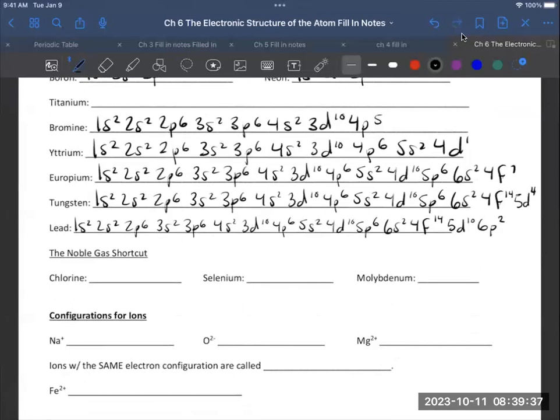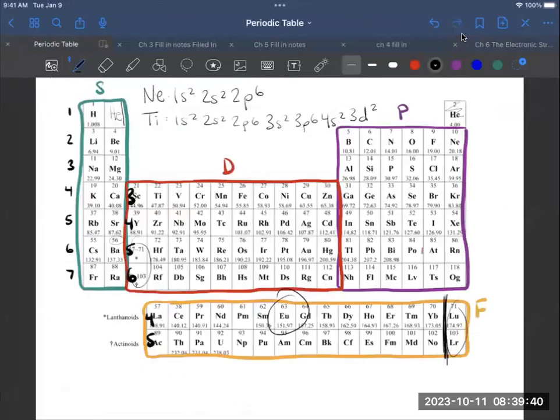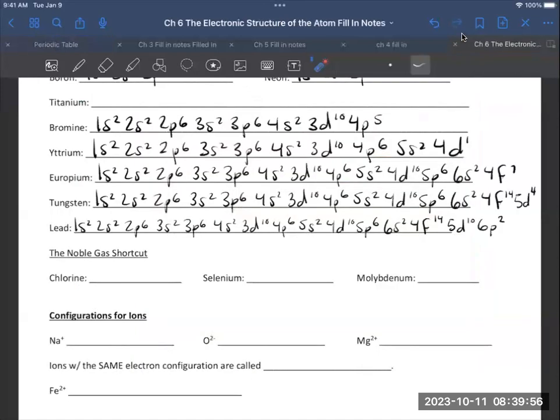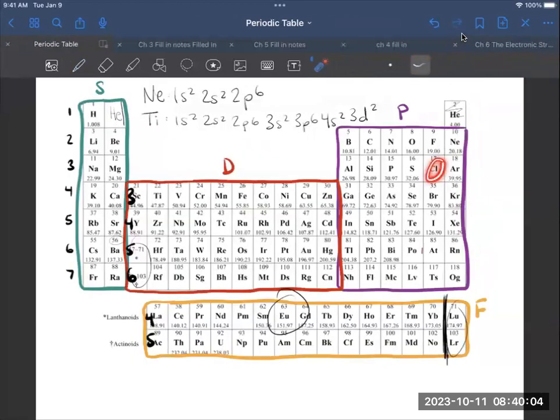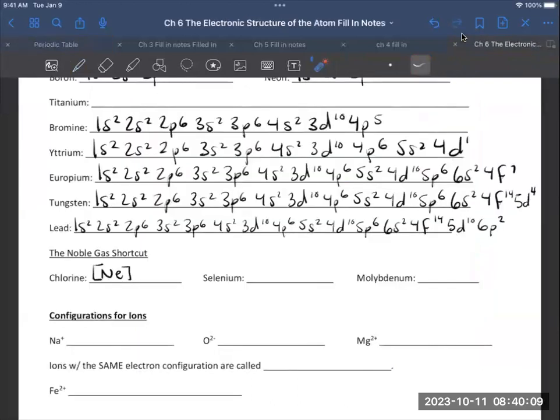For the noble gas shortcut, let me show you. For chlorine, chlorine is located here. You want to find the noble gas that comes before chlorine. So remember, guys, this is the noble gas column. The one that comes before chlorine is neon. So what we're going to do is put neon in brackets, and then we only pick up from after neon. So after neon, to get to chlorine, we go to 3s2 and then 3p5. So it's way, way faster.